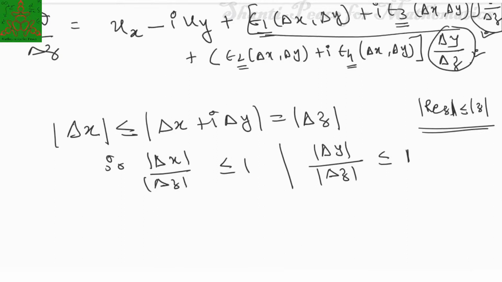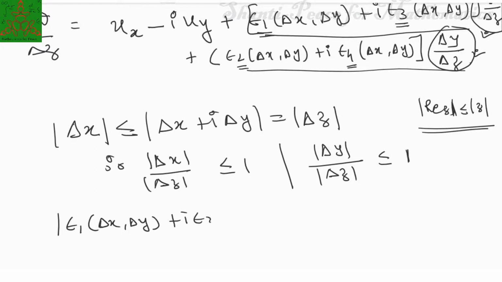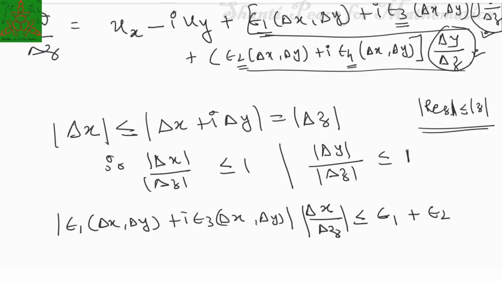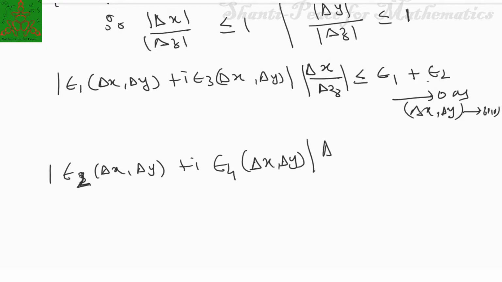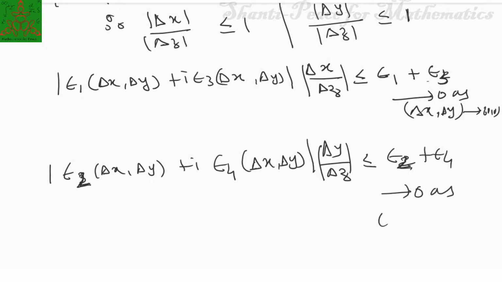So let us concentrate on these two quantities. What we can say is that epsilon 1 delta x delta y plus i epsilon 3 delta x delta y into this quantity is less than or equal to epsilon 1 plus epsilon 3, and this epsilon 1 and epsilon 3 will tend to 0 as delta x delta y tends to 0. Similarly, epsilon 2 delta x delta y plus i epsilon 4 delta x delta y into delta y upon delta z, mod of that is less than or equal to epsilon 2 plus epsilon 4, and this will tend to 0 as delta x delta y tends to 0.